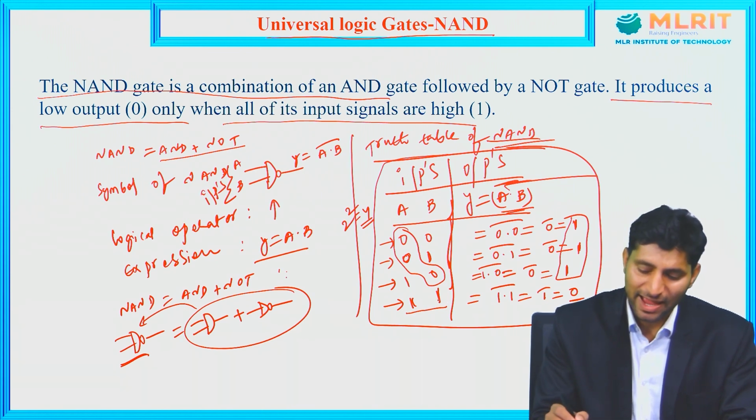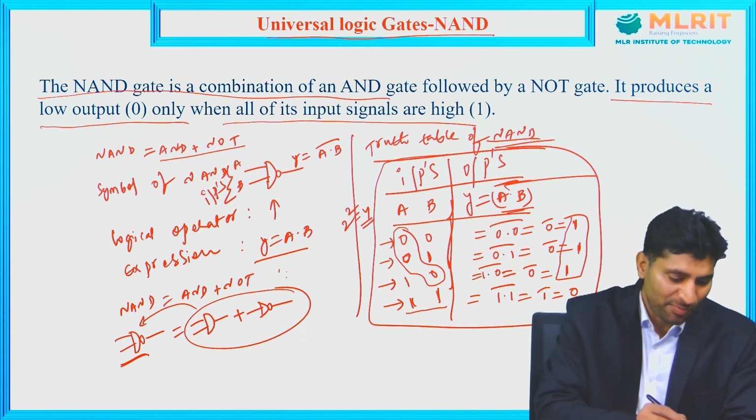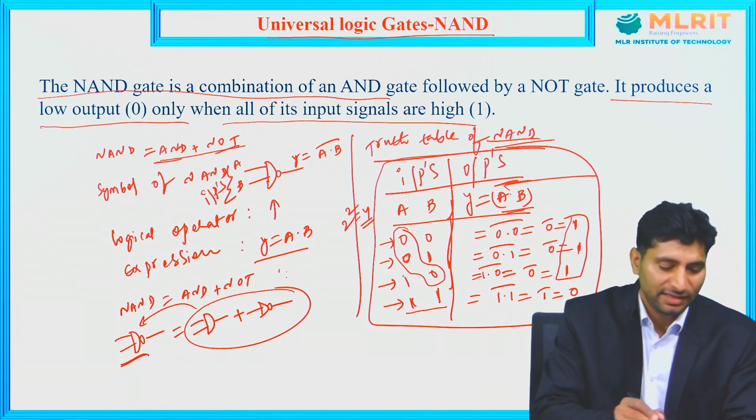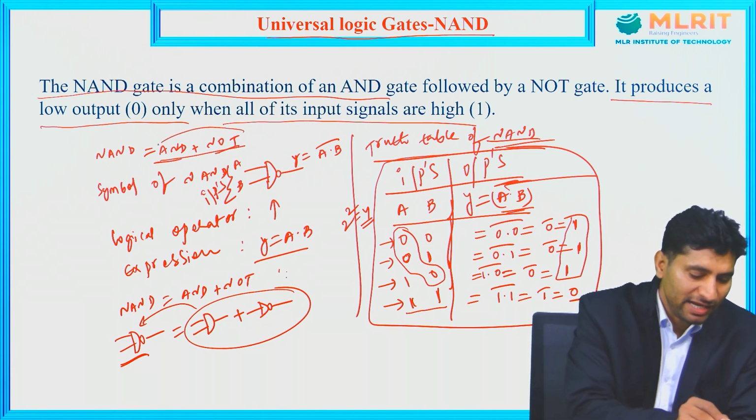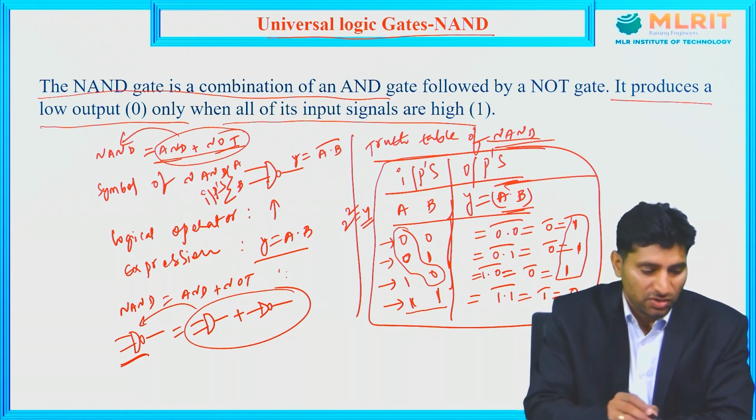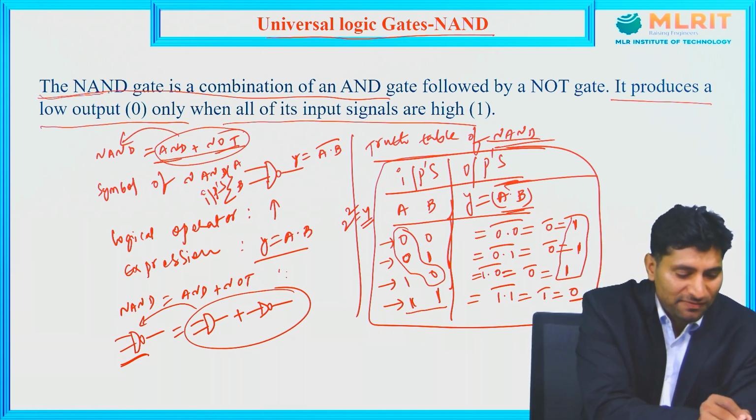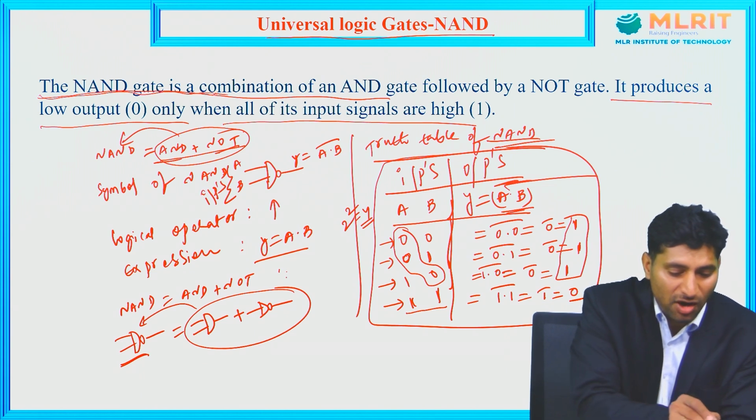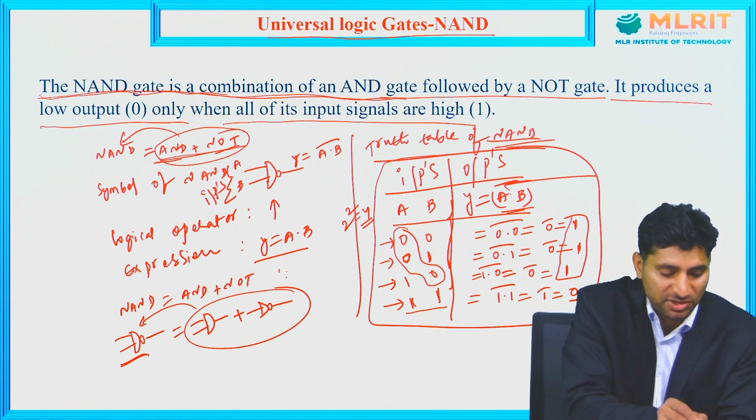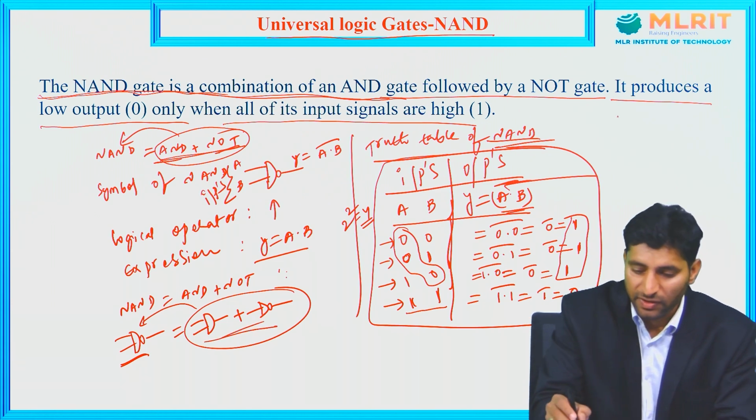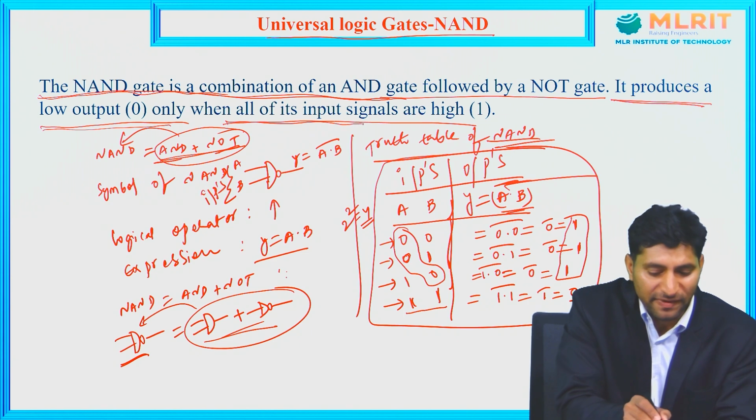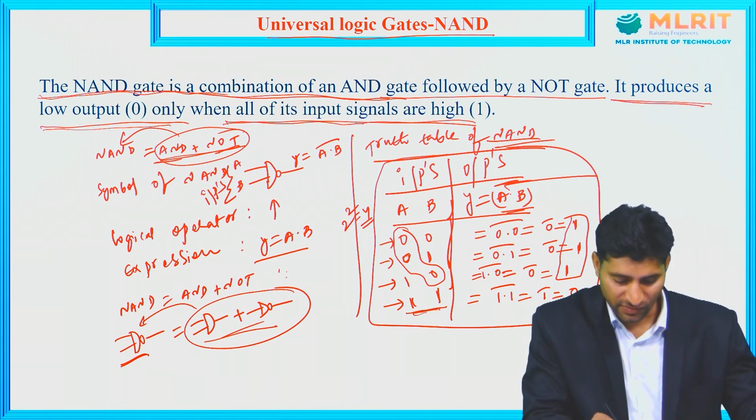So, it is exactly doing the inverse operation, or reverse operation, of the AND logic gate. That is why if you add an AND gate to a NOT gate, I can obtain a NAND logic gate. So, the definition of a NAND gate is a combination of an AND gate followed by a NOT gate. We can observe here, and it produces low output only when all of its input signals are high.